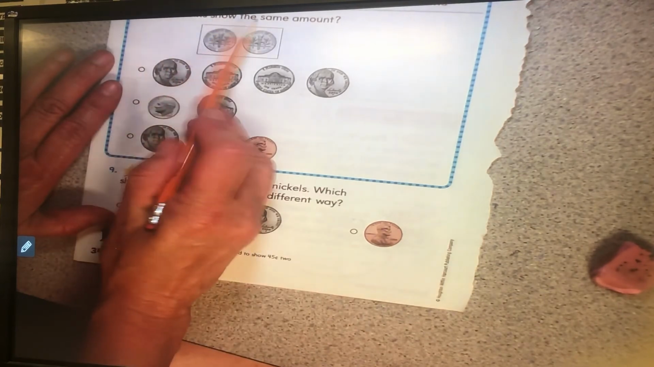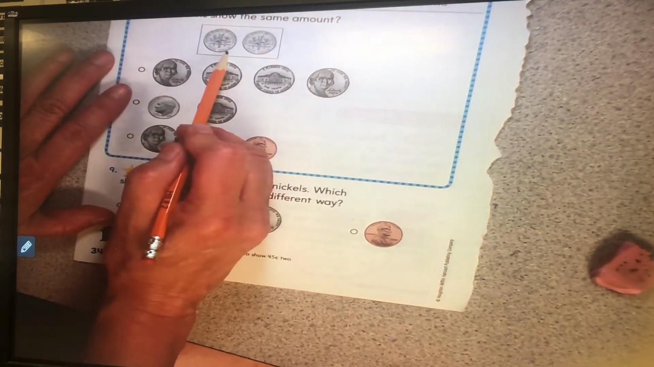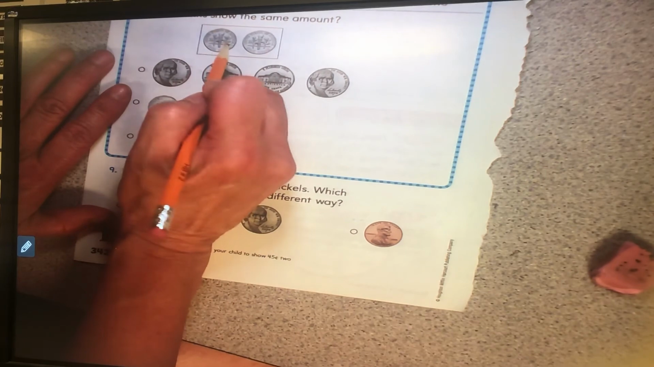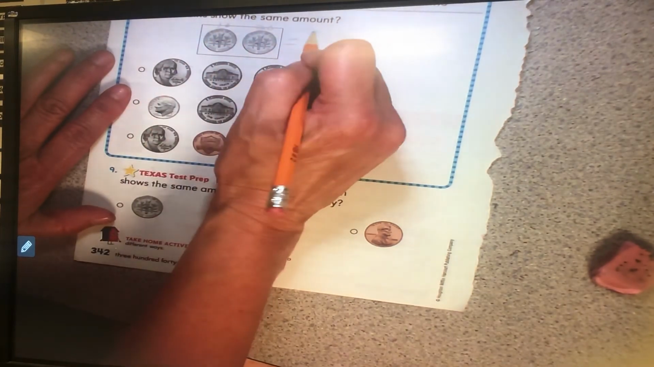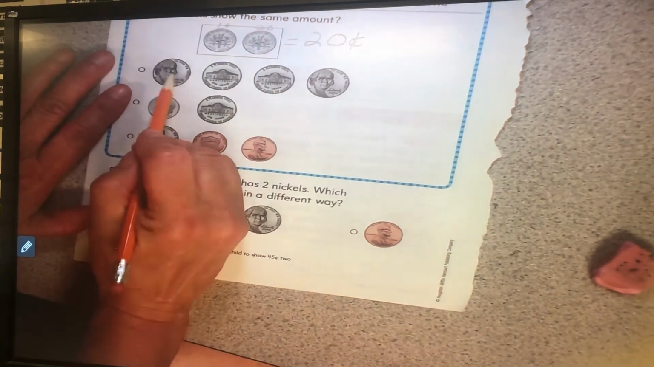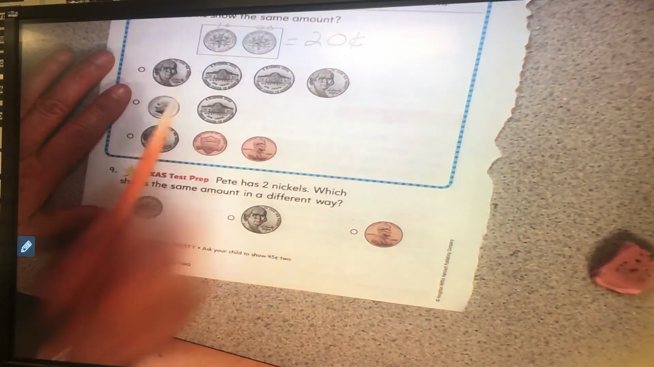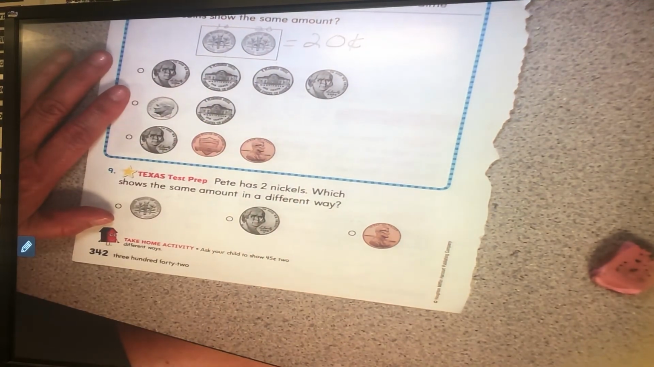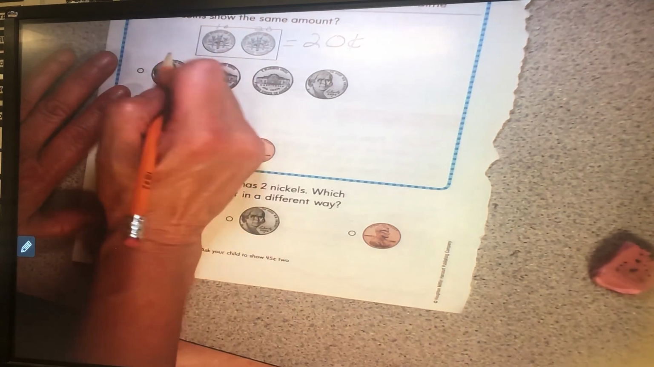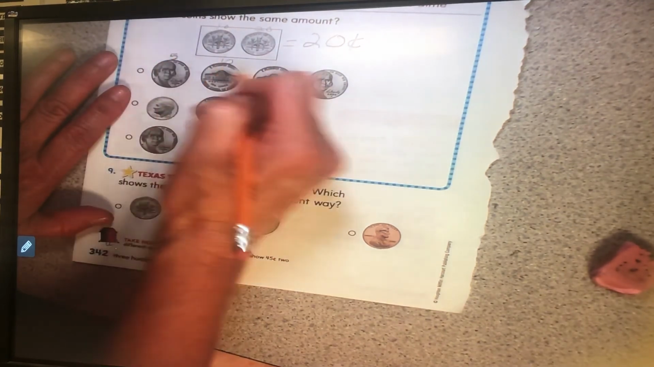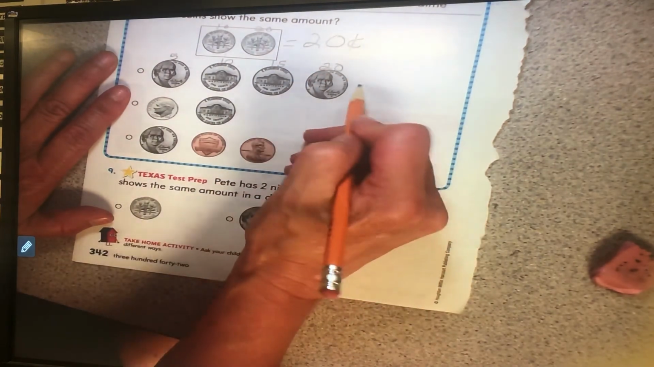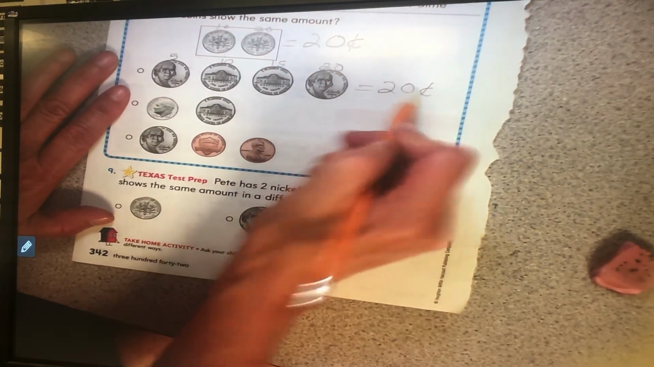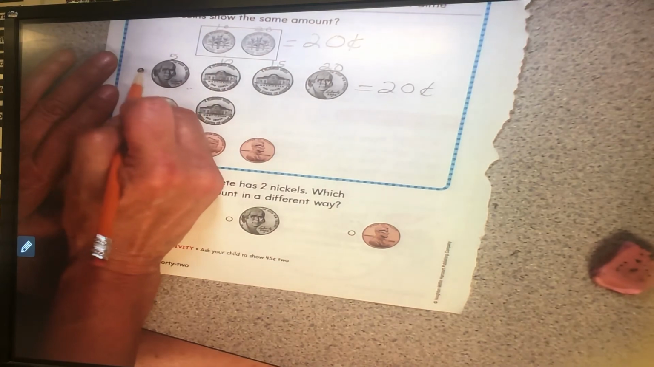Which coins show the same amount? Well, how much is this? Let's count by tens, because it's a dime. 10, 20. So that's going to equal what? 20 cents. These are what? Nickels. So you're going to count by what? Fives. Let's count. 5, 10, 15, 20. Look at that. That equals 20 cents. So it's our very first answer. We can go ahead and bubble it in.